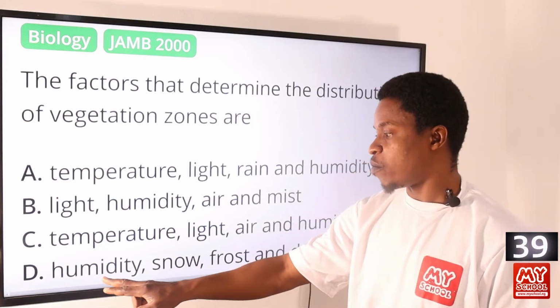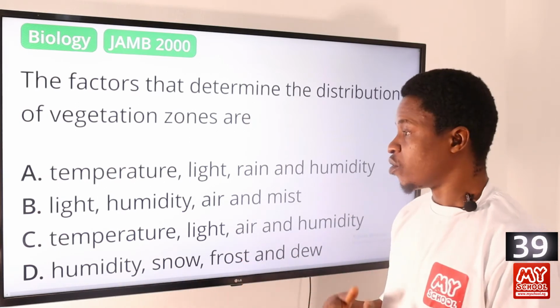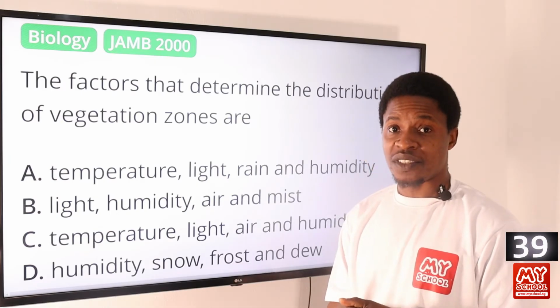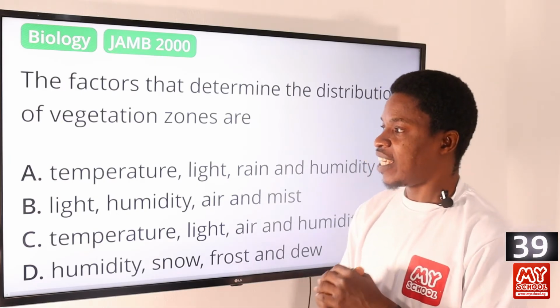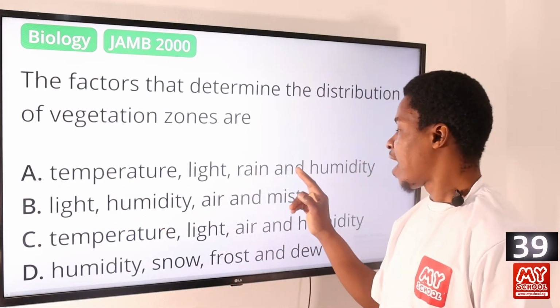Then option D, we have humidity, yes, snow, frost, and dew. So these do not actually contribute to the climatic factors. So the correct answer here is option A: temperature, sunlight, rain, and humidity.